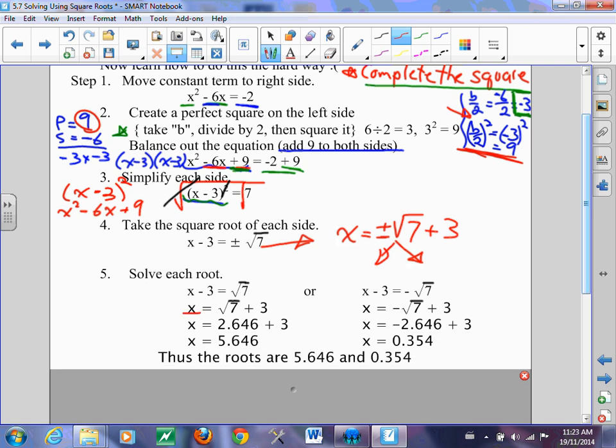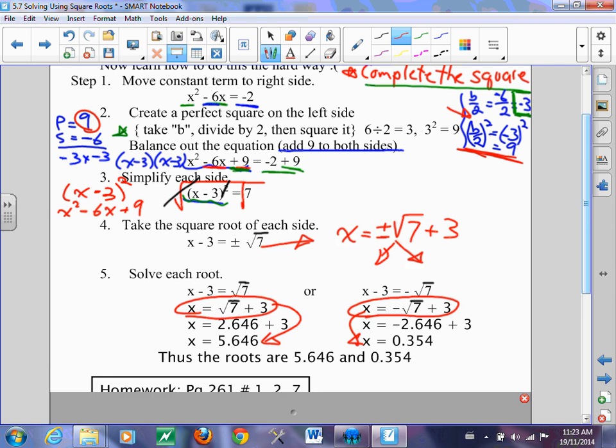And again, you're going to get to this stage where you're here, where you split it into 2 cases, and again you can jump right from there to the last example. Okay, so therefore our roots are going to be 5.65 and 0.35. Those are our 2 roots.